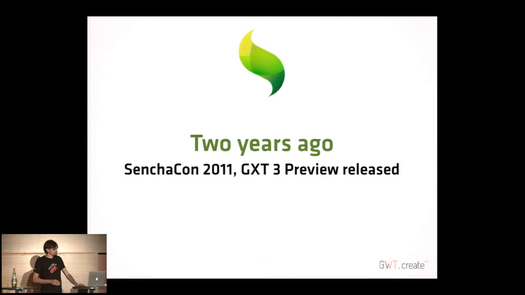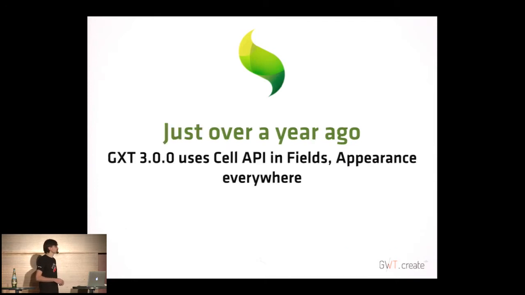And then just about a year ago, GXT 3.0.0 was released, and it used the Cell API in its fields, and every widget used the appearance. Every single widget inside of GXT is built using the appearance pattern that we're going to talk about. And it uses that to be able to say exactly how do we theme and how do we change those theme pieces without a redundant amount of CSS, and making the CSS then part of the application.